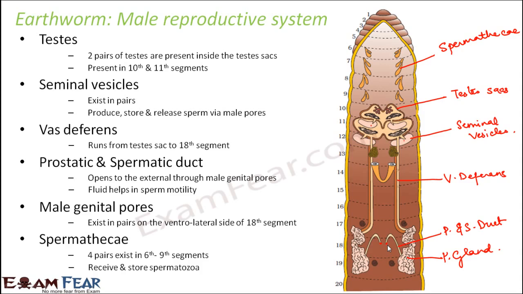Right, so you understand the process of reproduction. For reproduction to take place, earthworms must exchange their sperms. Now once they exchange their sperms, then the fertilization will happen with that exchanged sperm and the female sex cell.